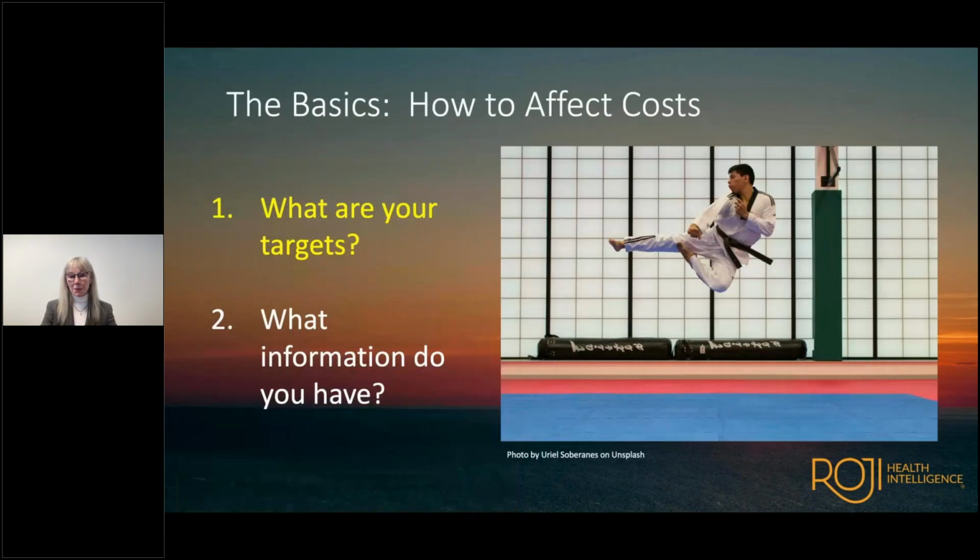And let's go into some of the basics of what those are. Basically, there are going to be two questions we're asking. What are your targets? Do you have the information to meet that target? And this is depicted by this karate expert who has no target. Beautiful picture, no target.